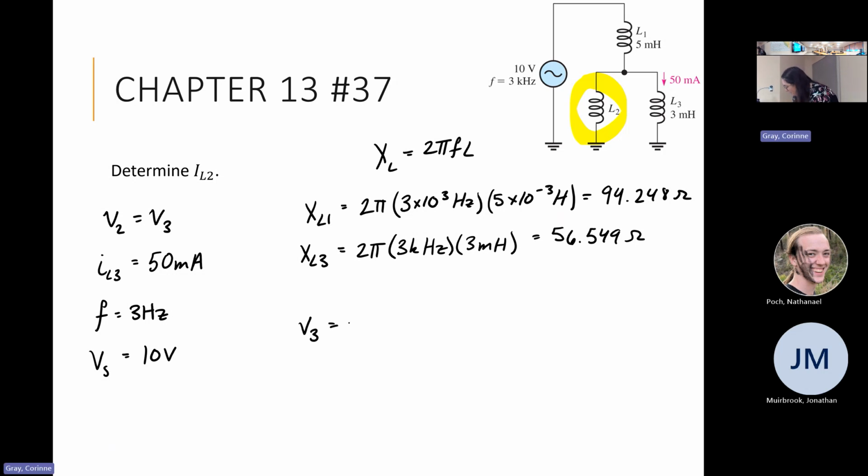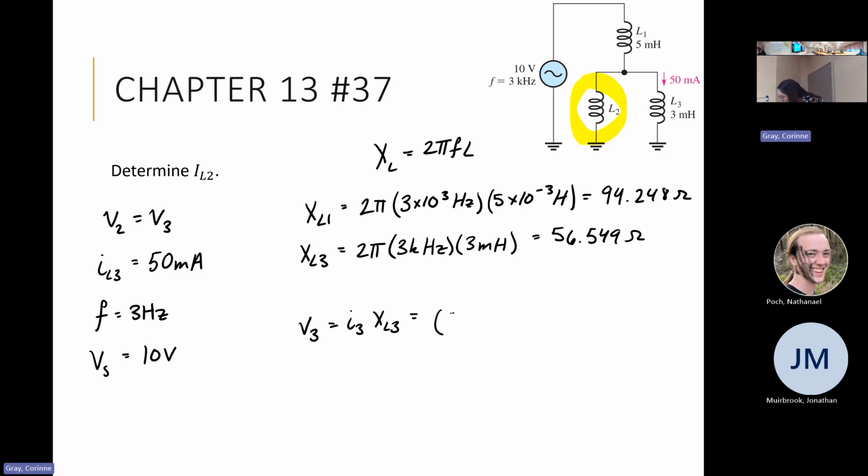So V3 would be equal to the current through 3 times X L3. Do I need to worry about units here? Yeah, so if I don't convert my milliamps, my answer is going to pop out in millivolts. And again, from grading some of your stuff for the past 12 weeks of work, people tend to forget that. So it's best to go through and convert it.